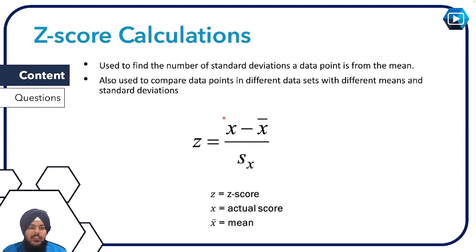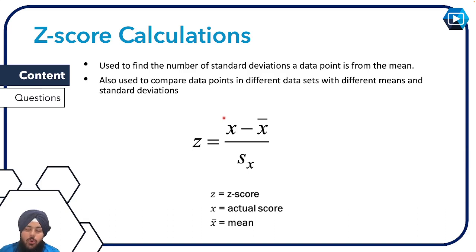And lastly, we have Z-score calculations. Z-score calculations are essentially used when we're trying to compare data sets. If we have 2 different normally distributed data sets with different means and different standard deviations, how can we possibly compare them? Let's just say you are a student who's doing English and also general maths.